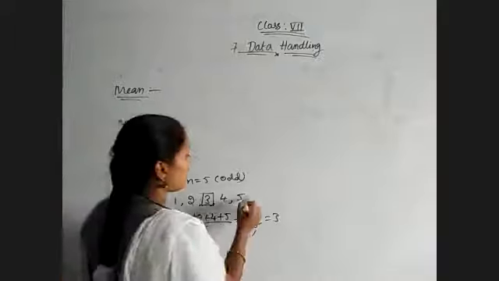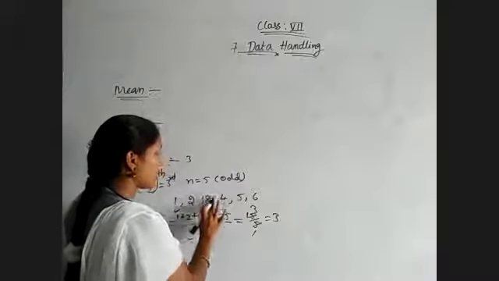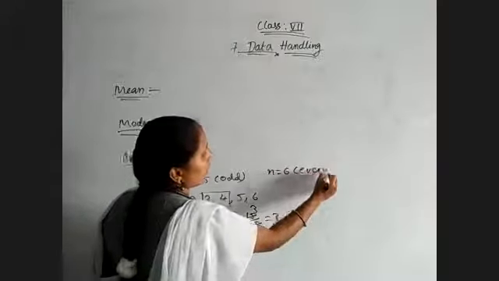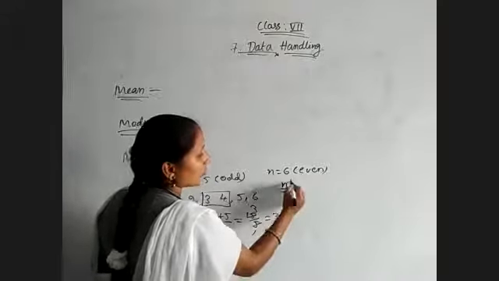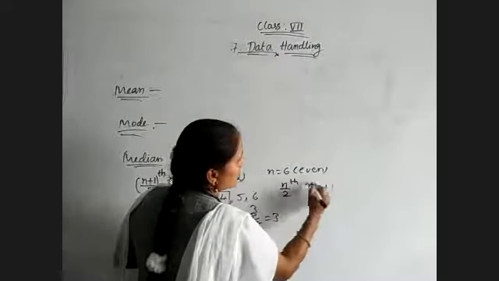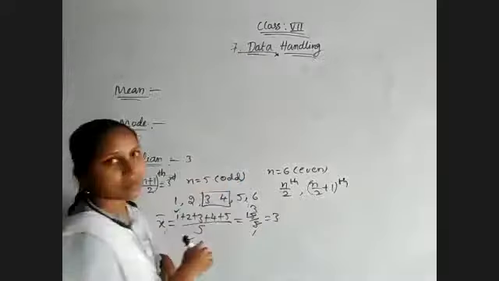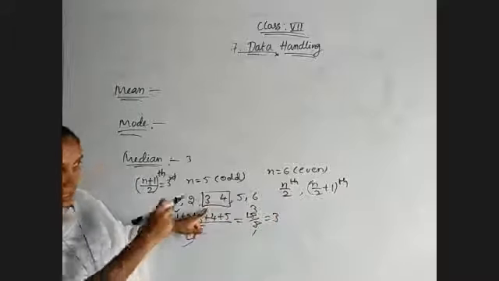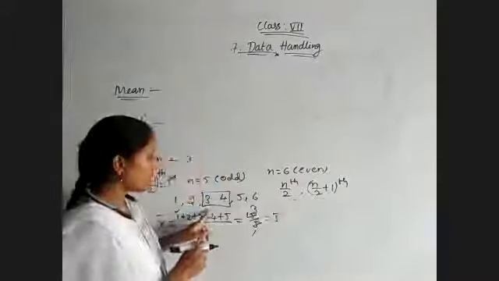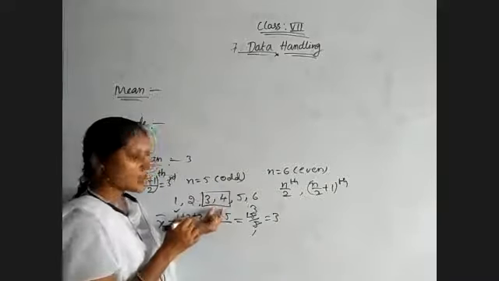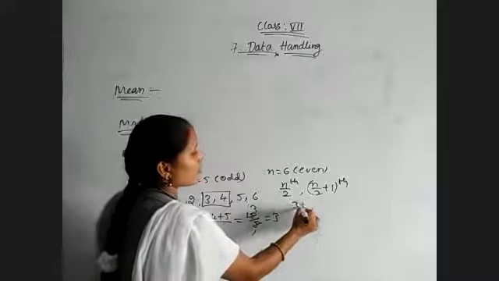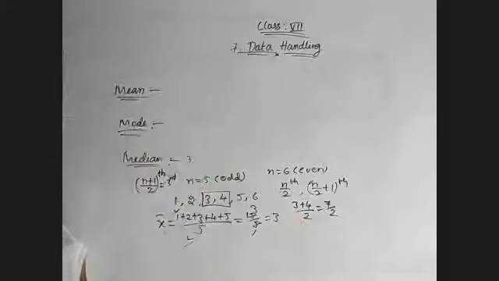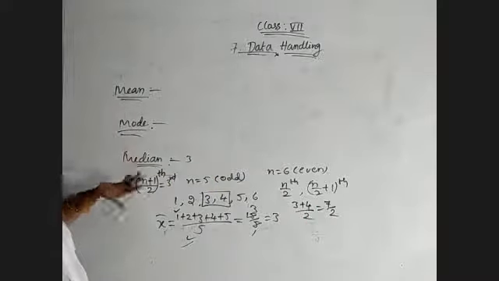If n is even, for suppose I have 6, then I will get 2 middle values. So when n equals 6, it is an even number. In that case, I must take the average of the n by 2 term and the (n by 2 plus 1) term. N by 2 means 6 by 2, that is the third term, which is 3, and the fourth term is 4. So I take the average of these two terms, that is 3 plus 4 by 2, which is 7 by 2, the median.